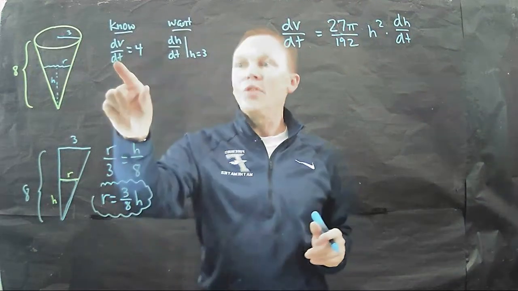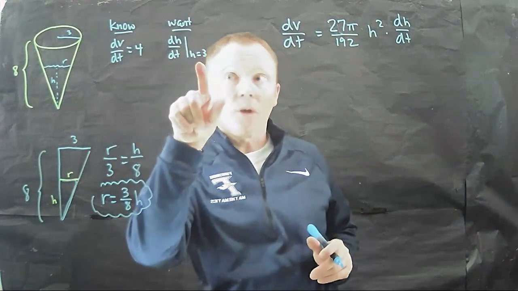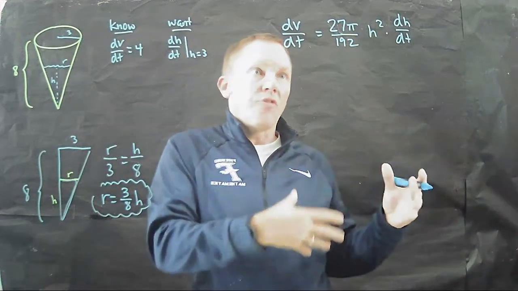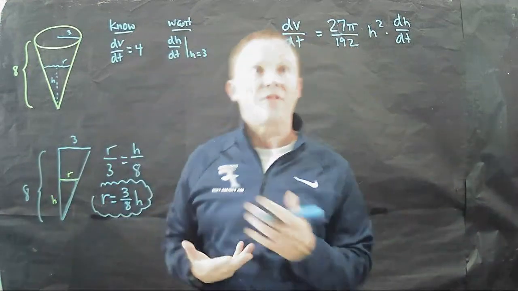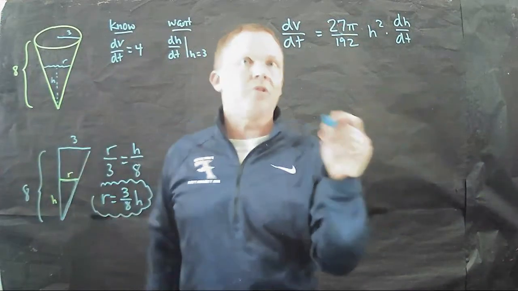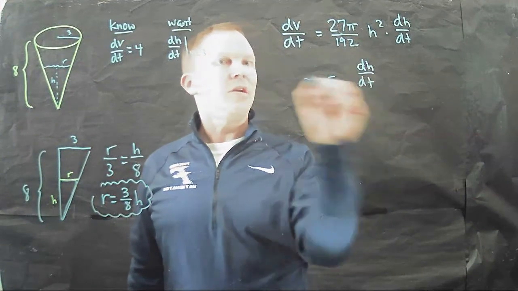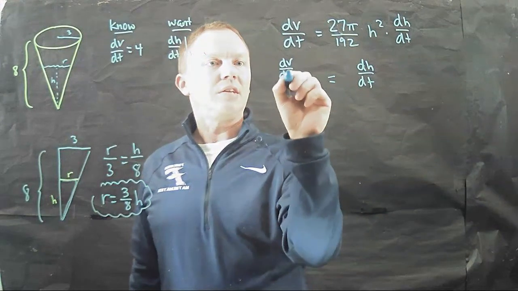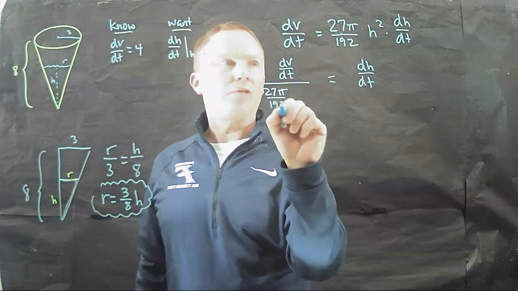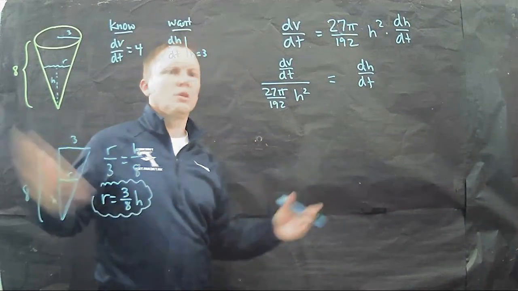Okay, so I know the dV dt is 4 from the given information. I want dH dt. When do I want it? When h equals 3, right? So in this case, I'm going to solve for dH dt and then substitute in the stuff that I know, just because we've done it a couple different ways, and you have the choice on how you want to do that. So I'm going to say that dH dt is going to be dV dt divided by 27 pi over 192 h squared. Now that looks like a hot mess, right?